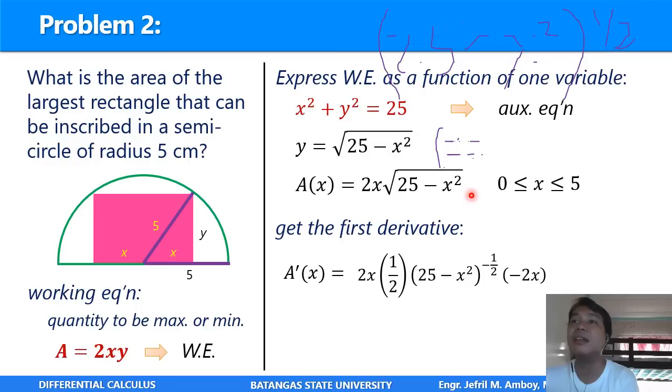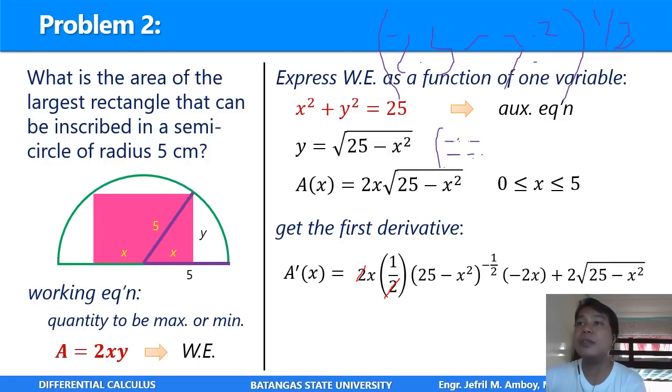Okay, so copy-paste natin to. The derivative ng 2x is, of course, 2. So that's 2 times the square root of 25 minus x squared. Okay, so nakuha na natin ngayon ang first derivative. Anong sunod na gagawin? Of course, we can simplify it first, no? So itong 2 na ito, halimbawa, magka-cancel siya.